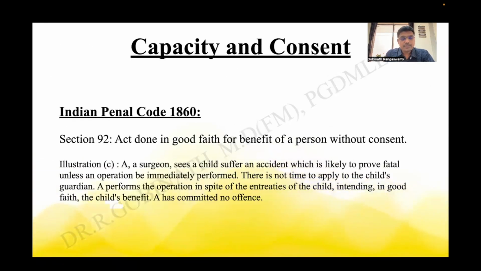So Section 92 IPC says: act done in good faith for the benefit of a person without consent. Such as in an emergency situation, surgeries can be performed by the doctor without the consent of that particular person in order to save his life. So the doctor has committed no offense in such cases.